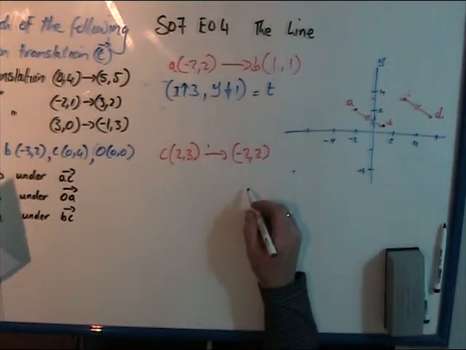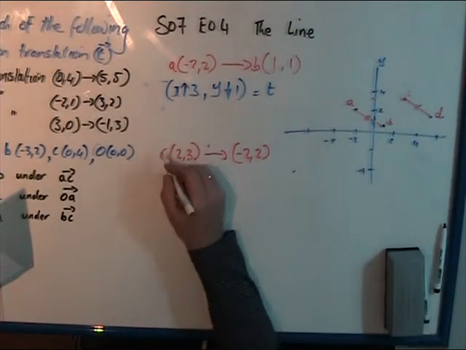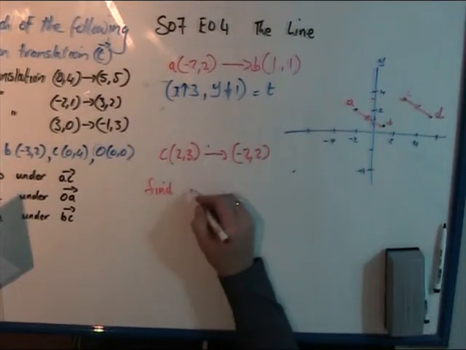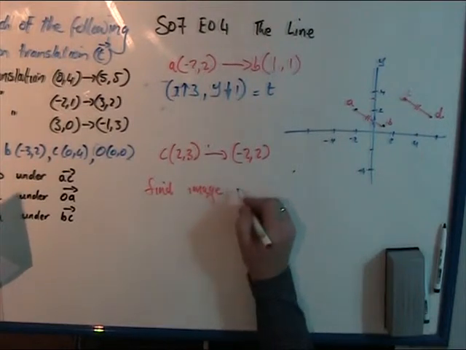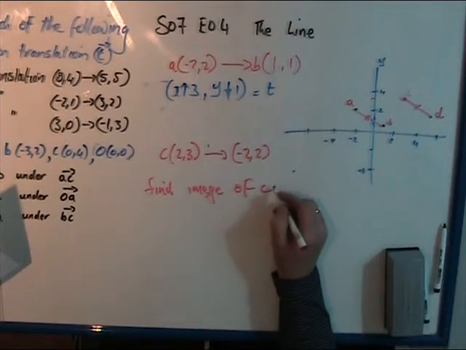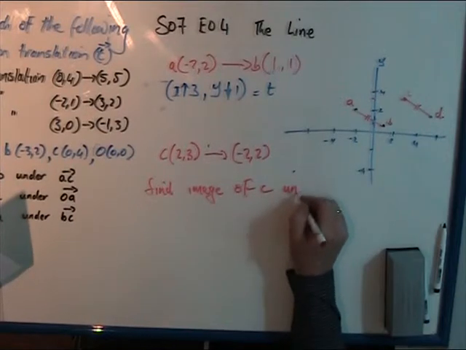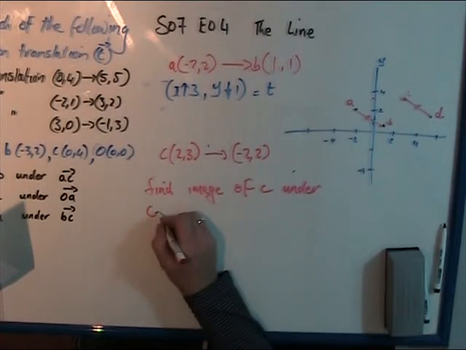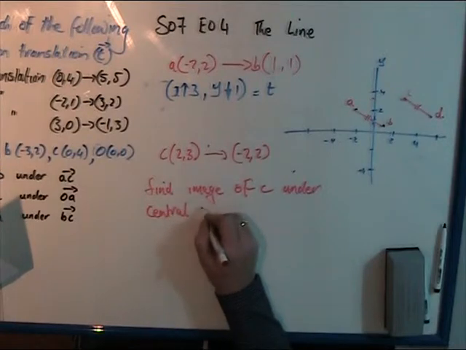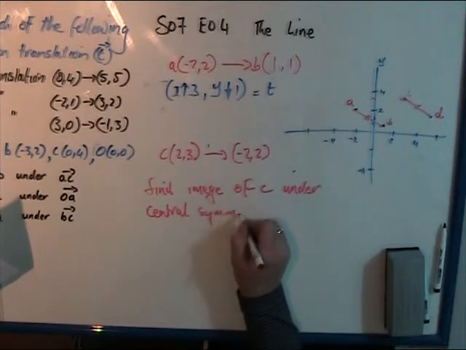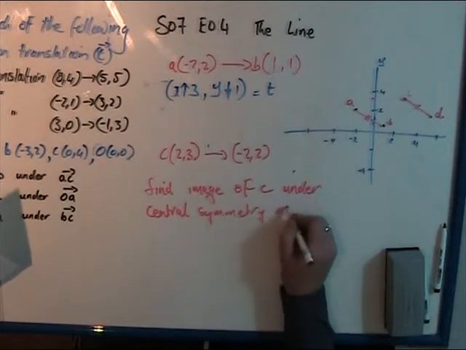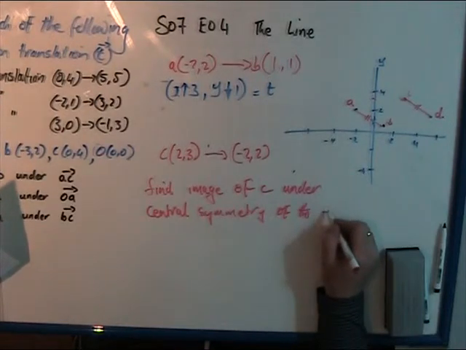Okay, it says find the image of C. I'm going to write this down because this is what's so confusing. Find the image of C under central symmetry of the point minus 2, 2.